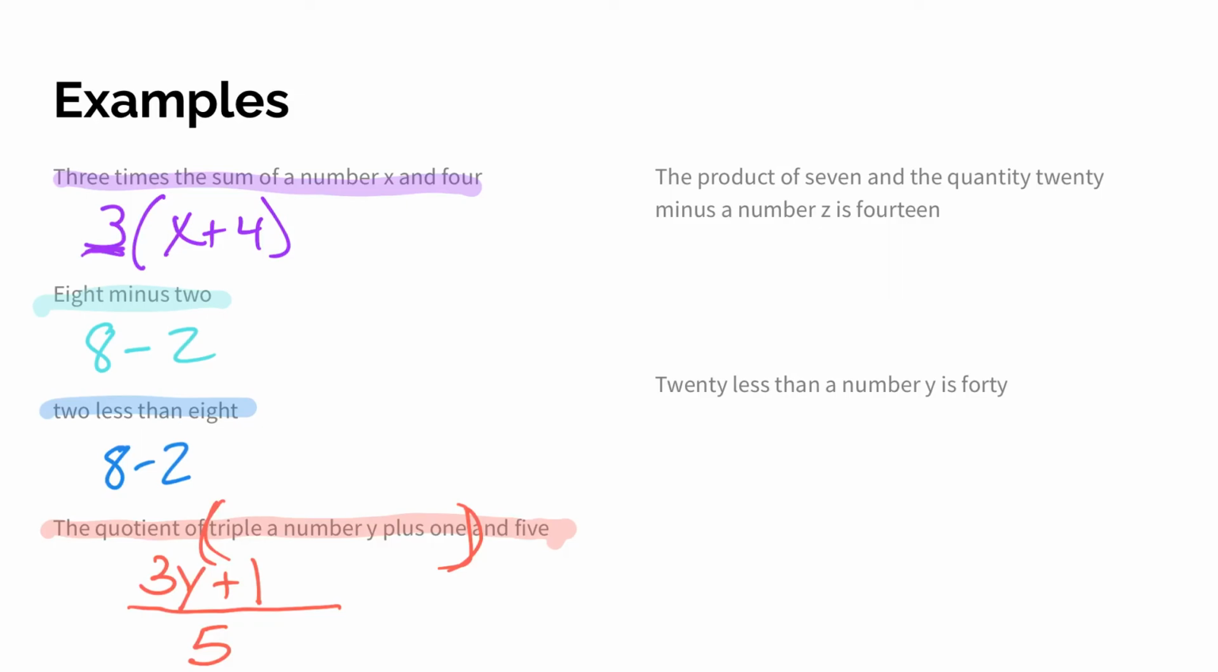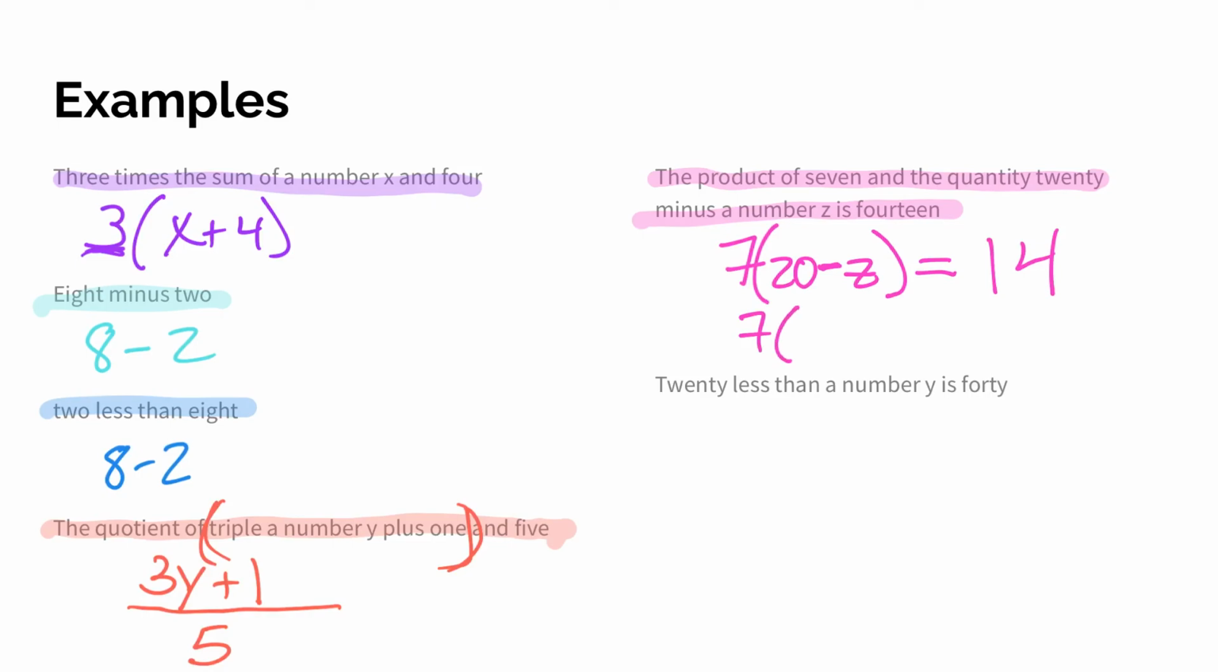This is the product of 7 and the quantity 20 minus a number z is 14. So we first have the product of 7 and the quantity, which means we're going to open a parenthesis, 20 minus a number z, is our equal statement, 14. So I'm going to write that a little bit better: 7 times the quantity of 20 minus z equals 14.